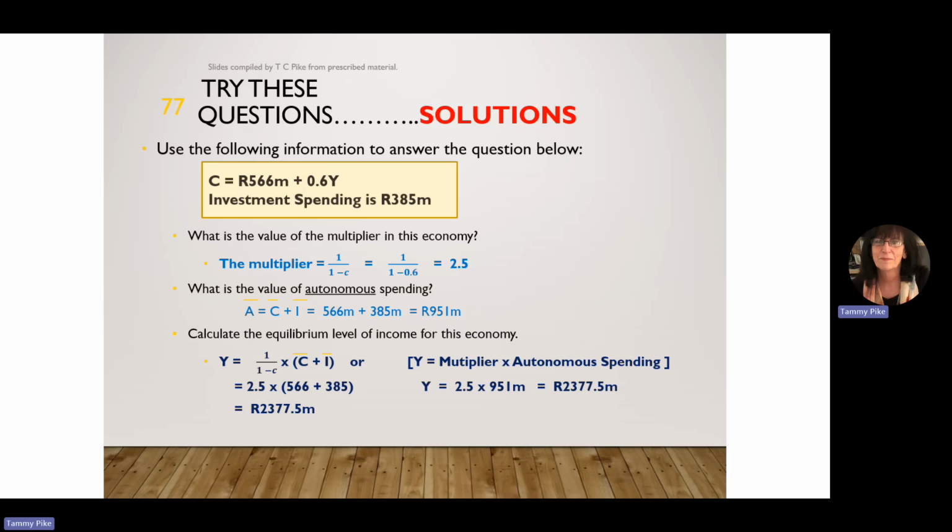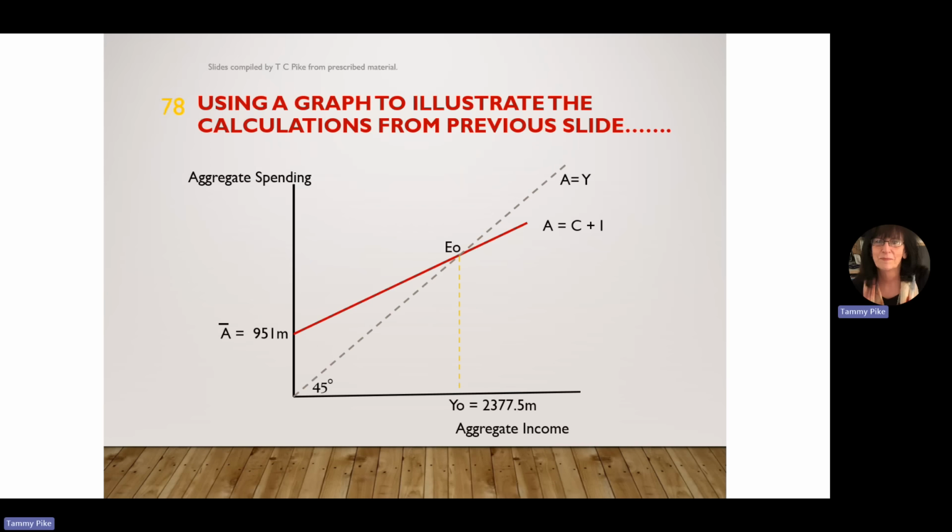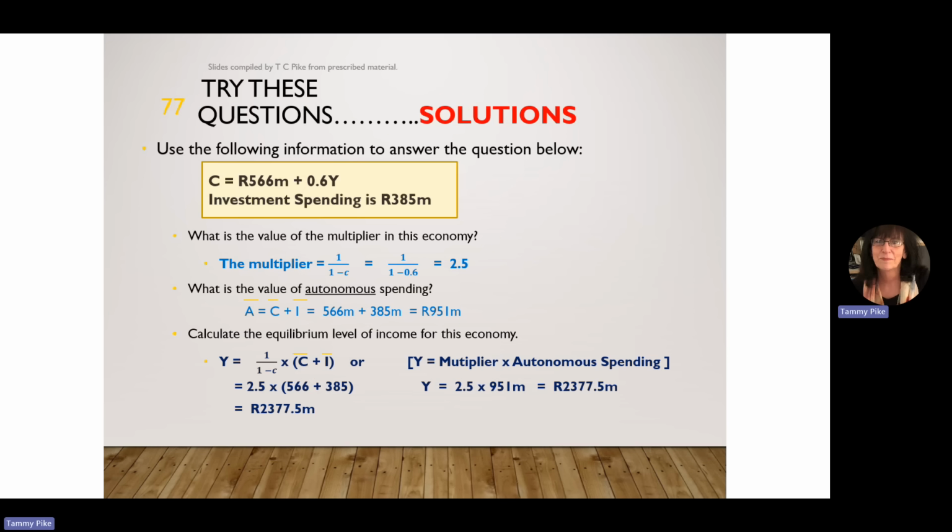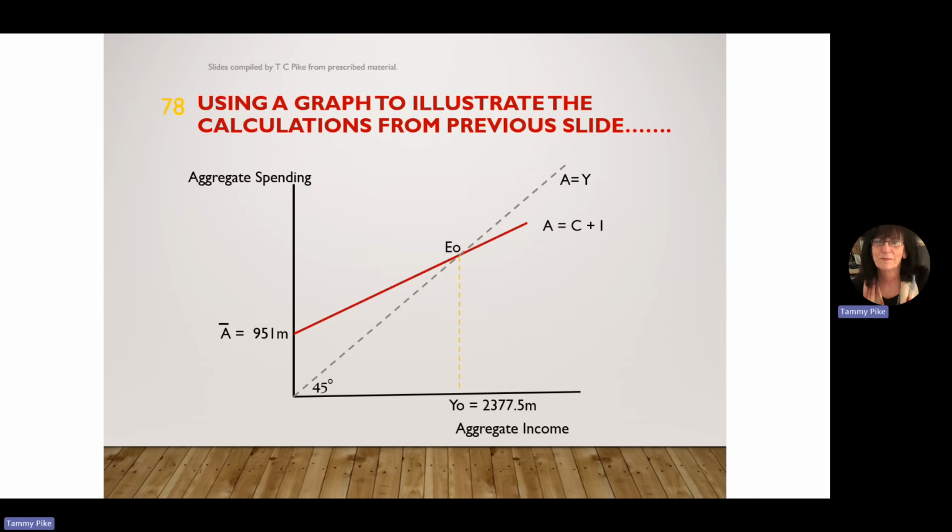All right, now what we're going to do is take all of this information that we've calculated and put it into our graph. So there's my autonomous spending, which is going to be the intercept for my A line, and there's my equilibrium level of income, which I'll put into my graph as well. So here we go. There's our 45-degree line. There's our autonomous. There's our A line. There's our equilibrium. And that is as simple as that.